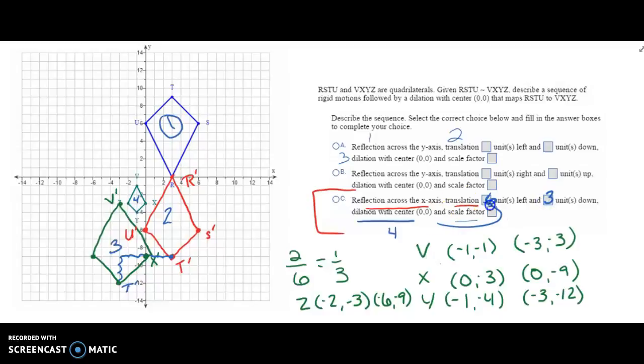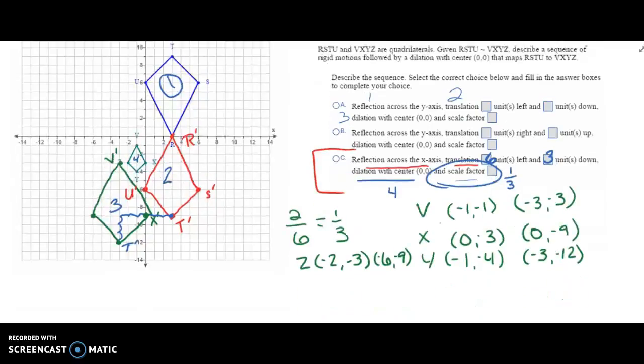And then when I have the scale factor from this one, number 3, to number 4, what am I going to do? I'm going to go down by 1/3 because it's getting smaller. Okay, we've done one. We're going to do one more.